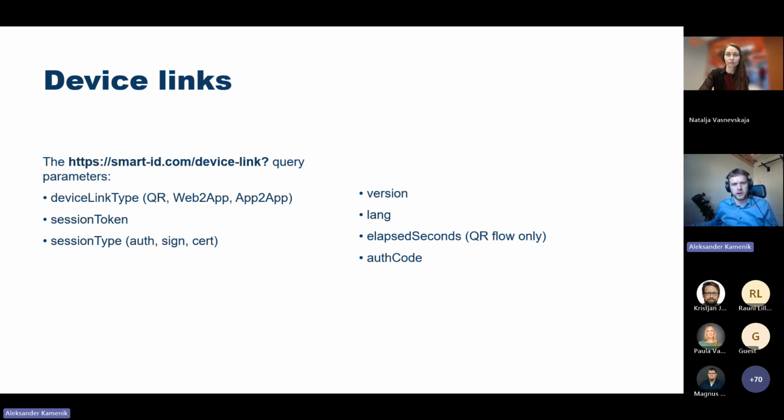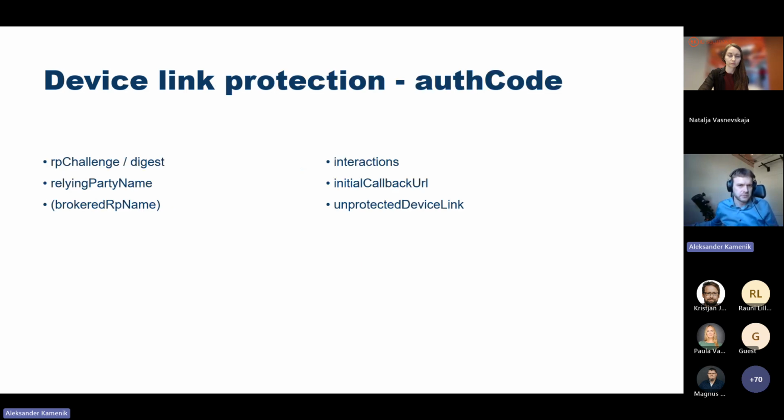I won't explain all the parameters. Perhaps there are even some more, but I will explain a couple of them. So the auth code at the very end is really important because it protects the link against manipulation, against somebody changing it. And that auth code is something that you as an RP integrator will have to calculate, attach to that device link, and then present it to the user. The elapsed seconds one I will explain just a bit later.